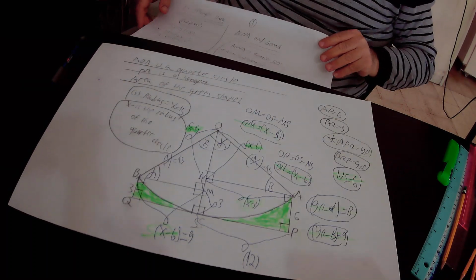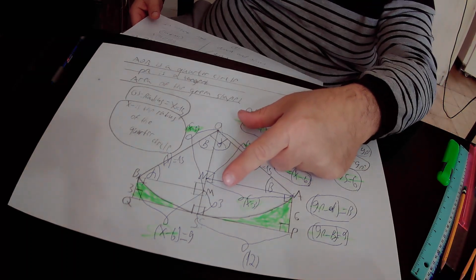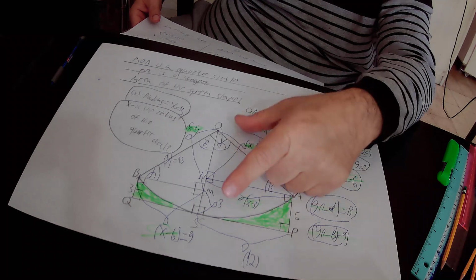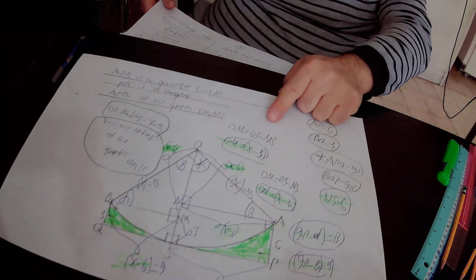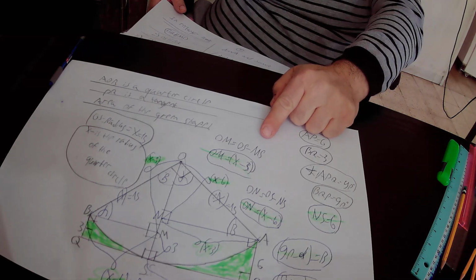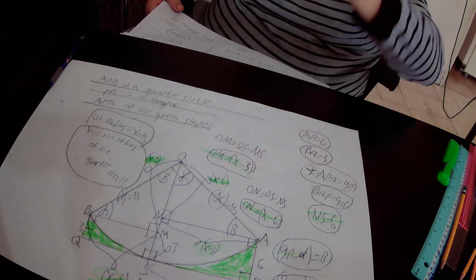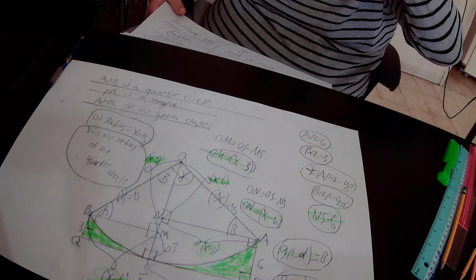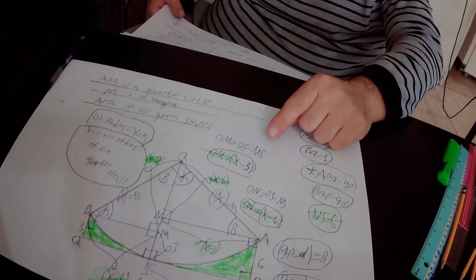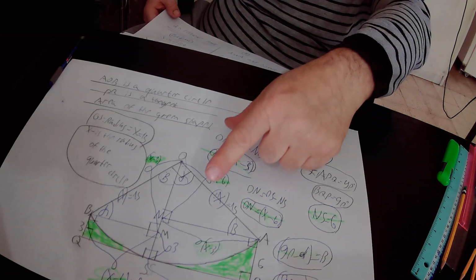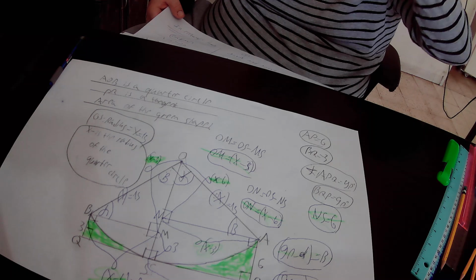Okay, what is the length of this line segment OM? OM equals OS minus MS. OS is the radius of the quarter circle, which is equal to X, minus MS. MS equals 3. So we find that OM equals X minus 3 units. OM equals X minus 3.